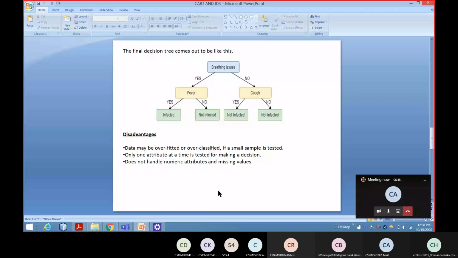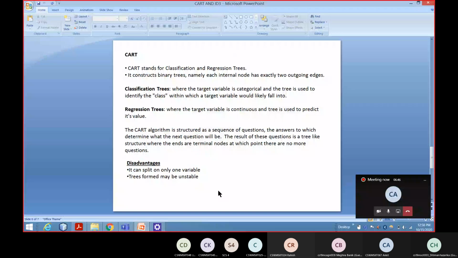Now, moving on to the next topic, that is CART. CART stands for classification and regression tree. It constructs binary trees, namely each internal node has exactly 2 outgoing edges. First, classification trees. These are the trees in which the target variable is categorical, and the tree is used to identify the class within which a target variable would likely fall.